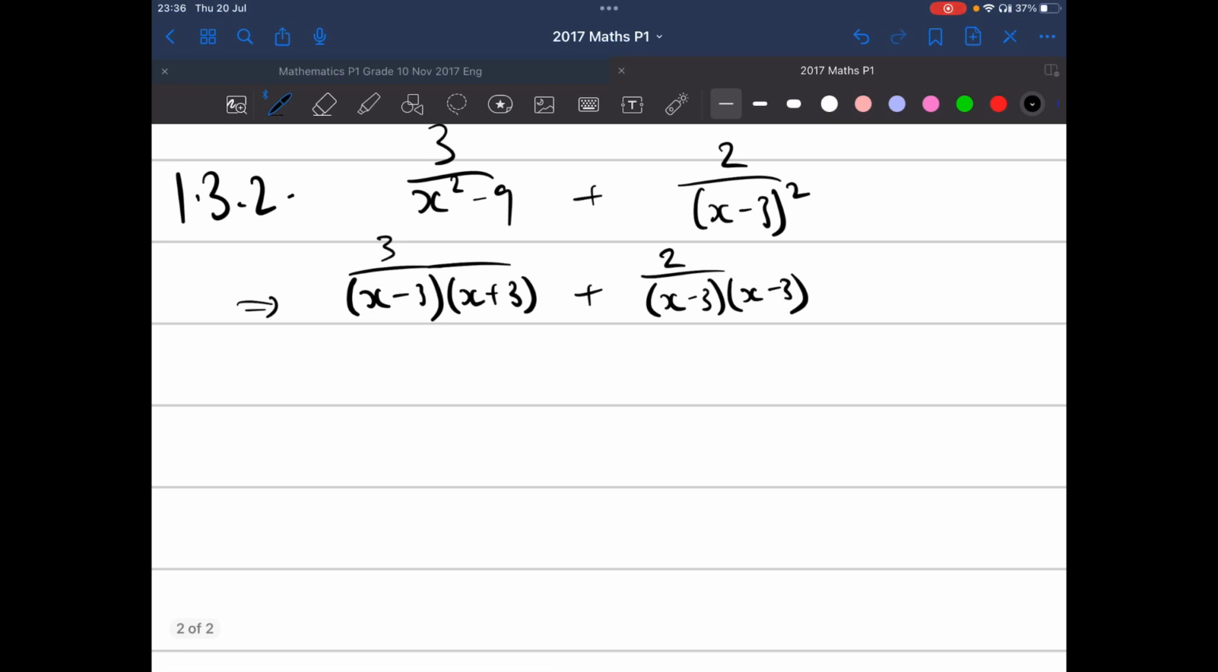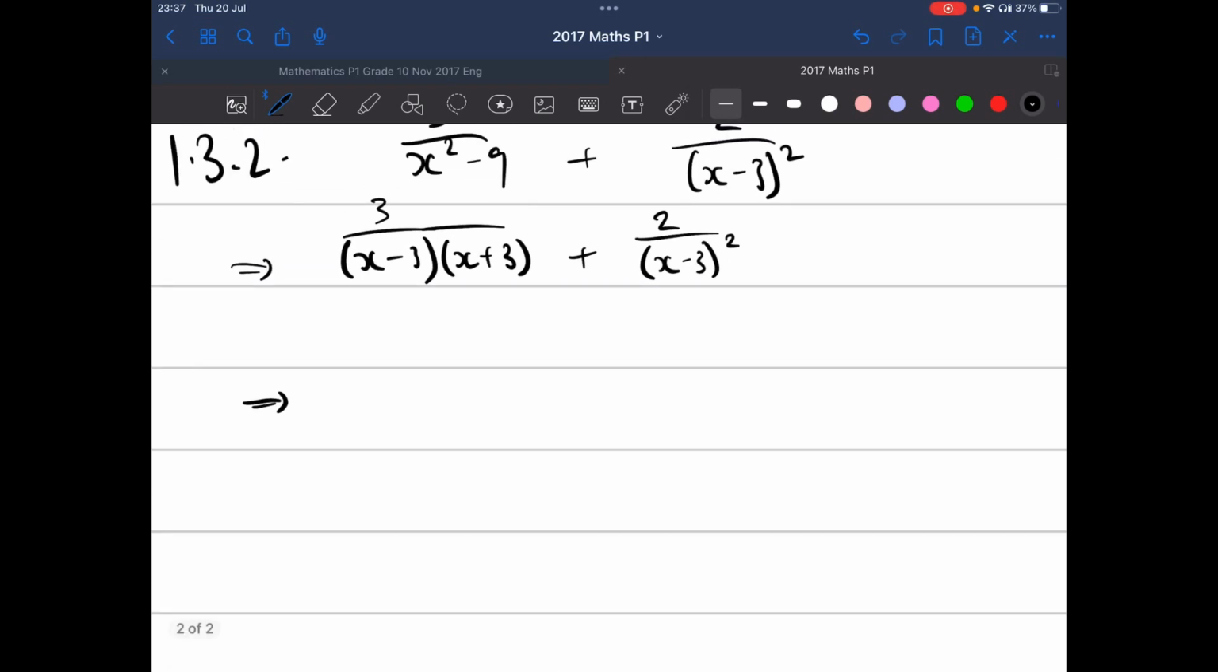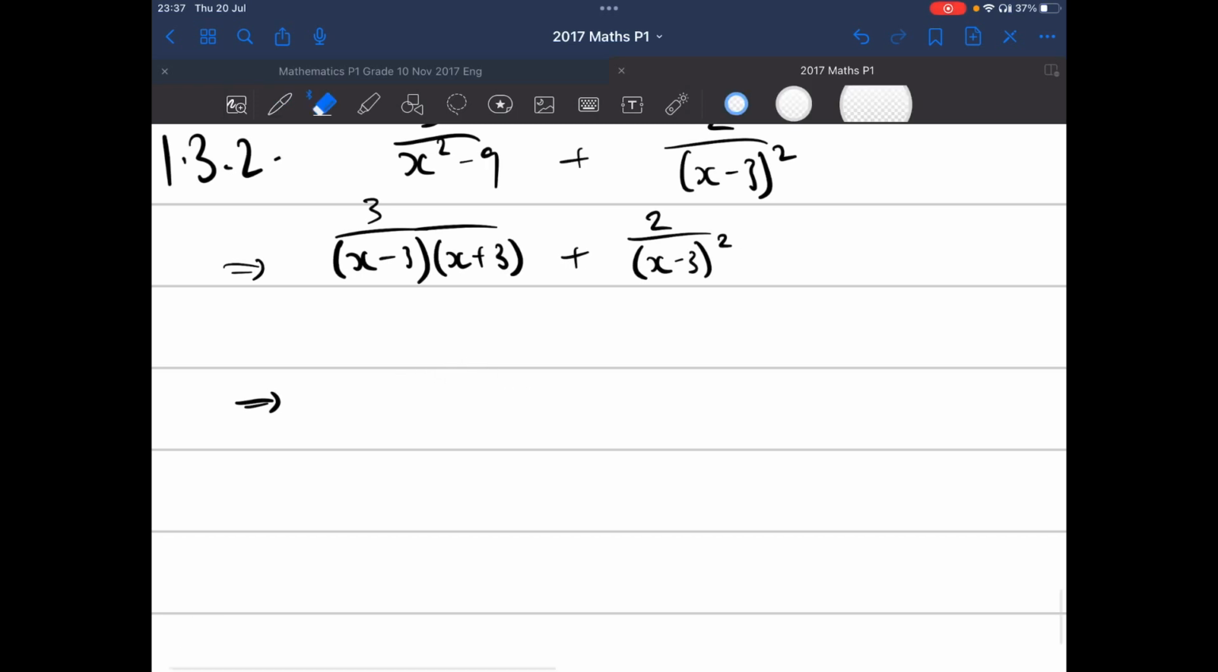We can just leave it as x minus 3 squared, or we can do it like that, it doesn't really matter. I think it'll just be easier if we leave it as x minus 3 squared, actually. Now how do we work around this here? If you look at this, they don't have a common denominator, so we can't just simply add 3 plus 2 and then put some denominator there. We actually need to do some manipulation.